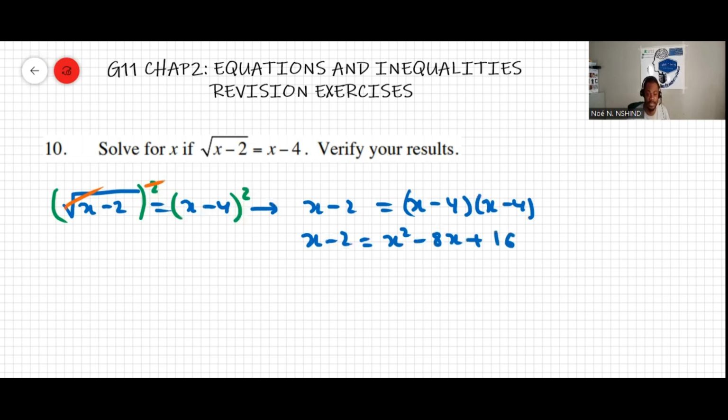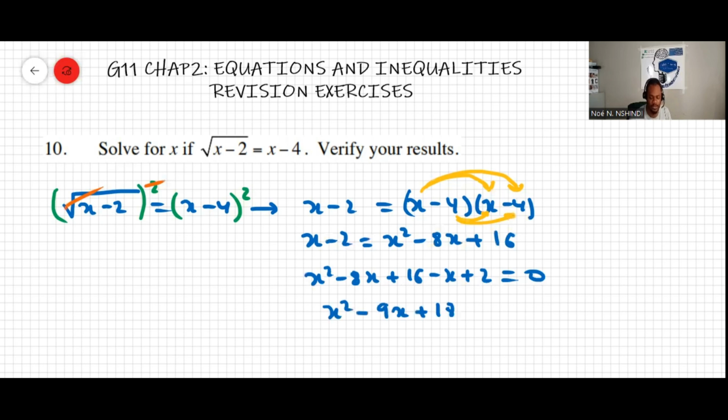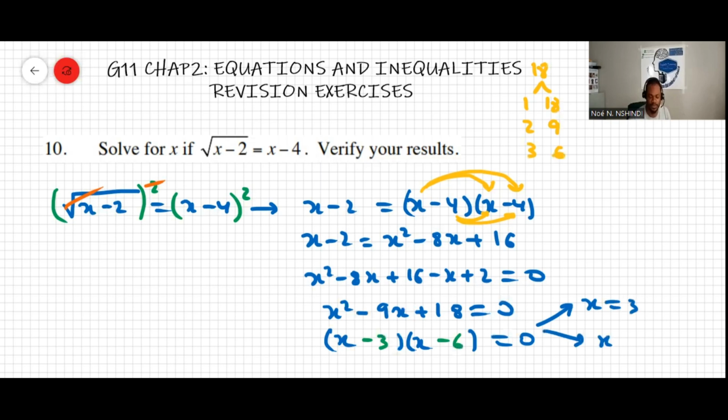plus 16. If we expand and then simplify, we do this times that, that times that, that times that, and that times that. And then that makes x squared minus 8x plus 16 minus x plus 2 equals 0. That makes x squared minus 9x plus 18 equals 0. Now I'm going to write here 18 and see the factors of 18 that can make 9. It's 1 and 18, 2 and 9, 3 and 6. So it's only 3 and 6 that can make 9. So we're going to write here minus 3 and minus 6, okay? And then this means that x is 3 or x equals 6.